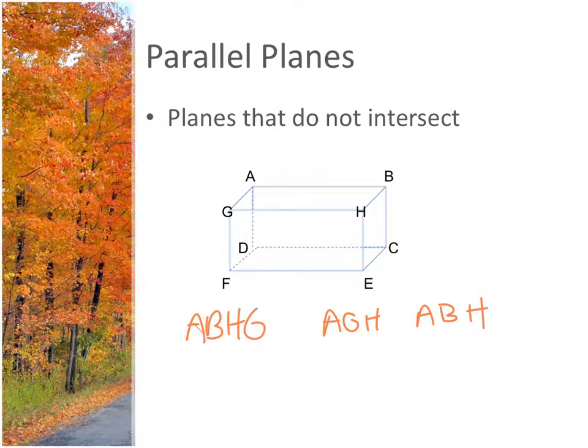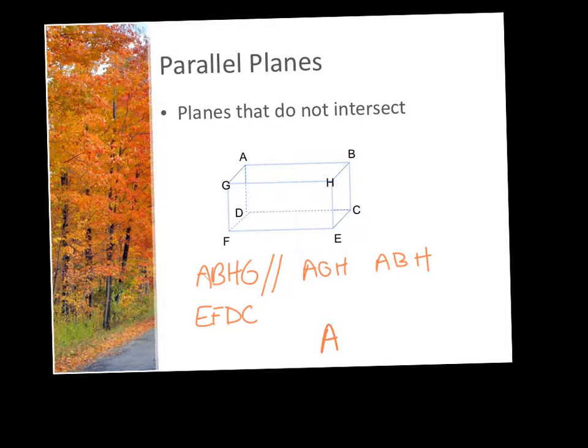So if I asked you for a plane that is parallel to A, B, H, G, what would you give me? E, F, D, C, right? Or the bottom. Any of those options would be parallel. The symbol for parallel is like this. So you could write that as A, B, H, G is parallel to E, F, D, C.